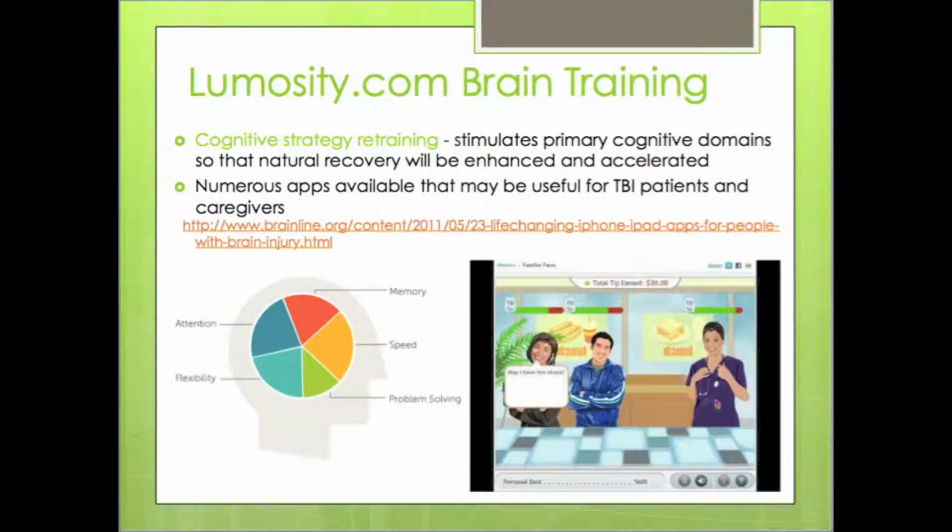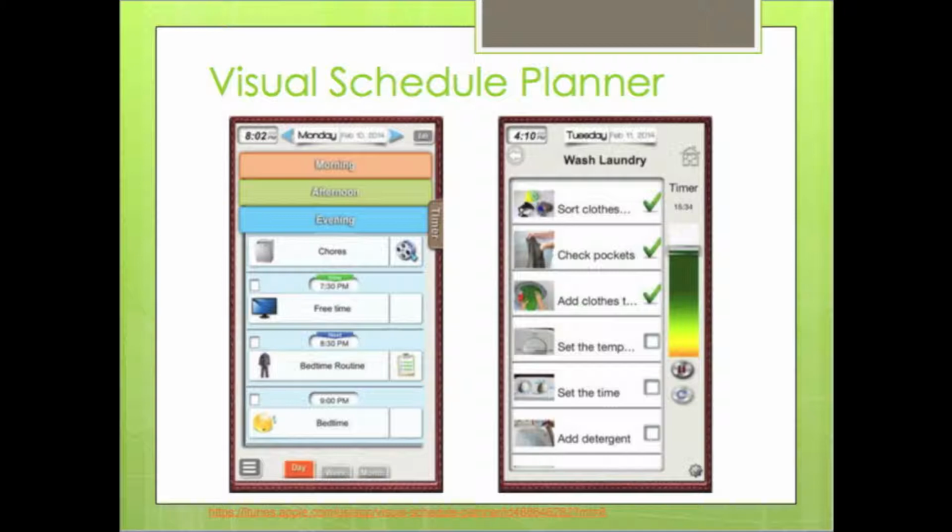Cognitive strategy retraining stimulates primary cognitive domains so that natural recovery will be enhanced and accelerated. There are numerous apps available that may be useful for TBI patients and caregivers. One of these apps is the Lumosity.com brain training. The games on this website have been designed by neuroscientists, and several research studies have demonstrated that it improves working memory and core cognitive ability. A visual schedule planner might be a useful tool for Client J.